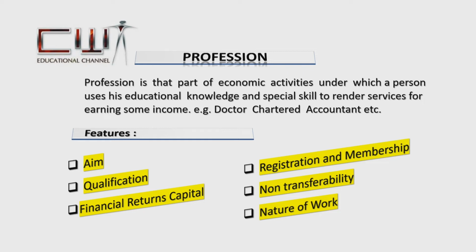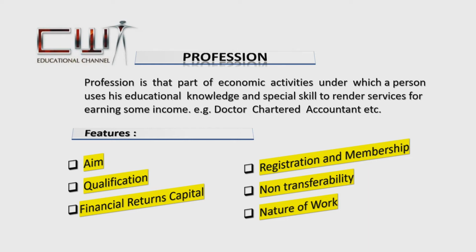The certificate which the professionals get, or the membership which they get, is non-transferable. A person cannot transfer his professional degree to anyone else. So the person has to perform the task himself. He cannot delegate his educational knowledge or skills to someone else. So there is a non-transferability of knowledge and skill for earning the income.